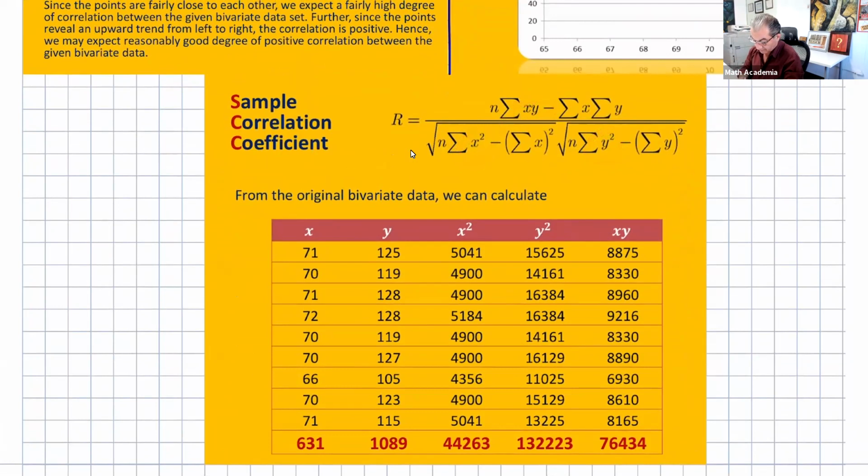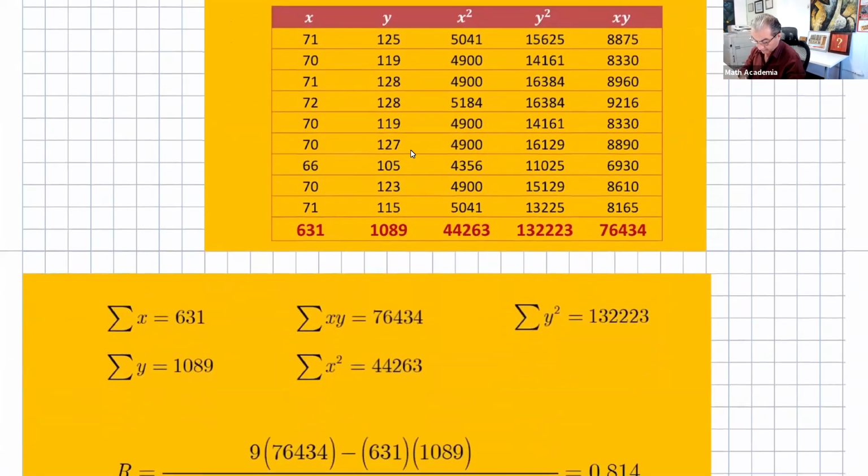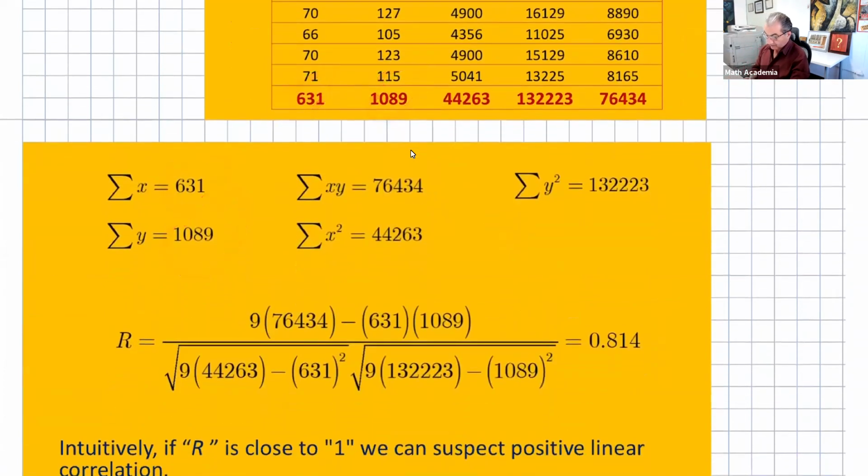So you write x's and you write y's here, square each x, and you get that. We need the sum, so the sum is here. Square each y and write it here. So the sum is here, and x times y is that number plus that number. Each time you can write them here and add them. Once that's done, these are the values we see. You can substitute all of them in this formula, and if you do that, R is 0.814.